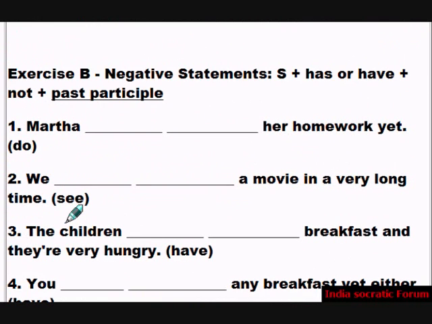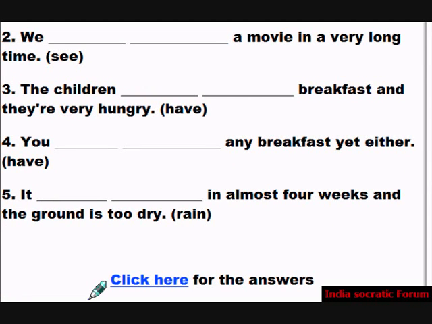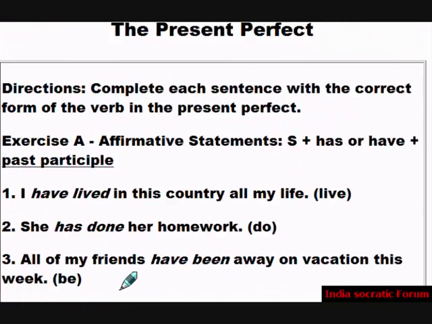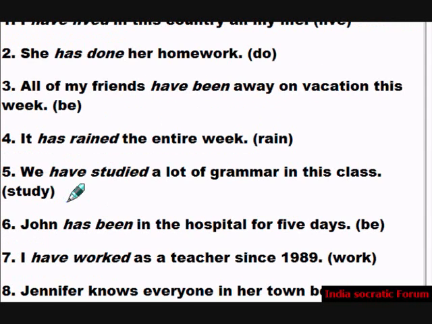Section B, exercise B, negative statements. The previous one is an affirmative statement. Okay, so here are the final answers. We are going to give you the answers now. Pause the video and check these answers with your answers, and please read the questions aloud and the answers aloud. Practice it many times.